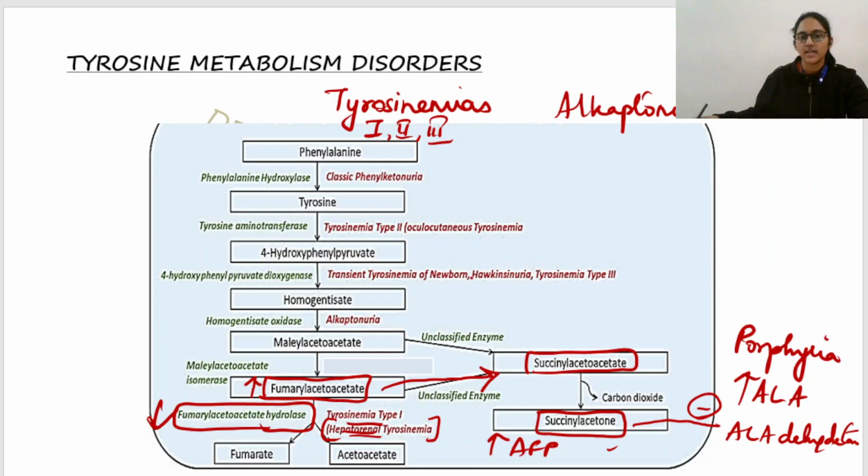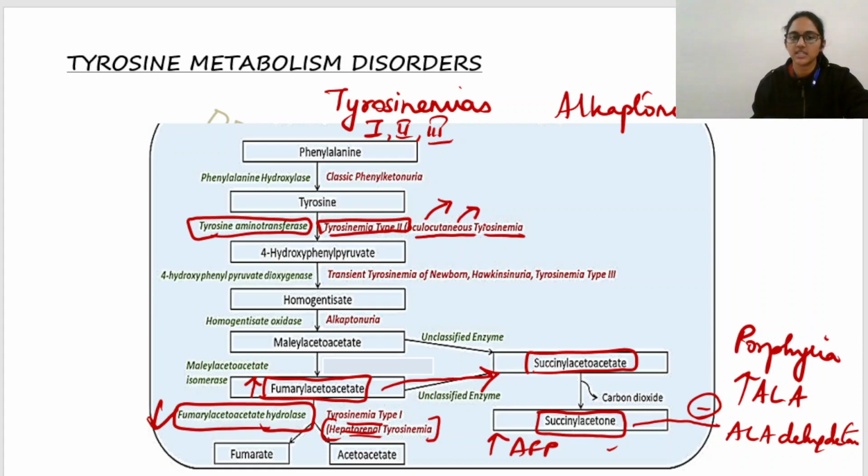Now let's discuss type 2 tyrosinemia. What is type 2 tyrosinemia? Type 2 tyrosinemia is due to the defect of tyrosine transaminase. That is called oculocutaneous tyrosinemia. Here there will be features in the eyes like painful corneal erosions and also palmar keratosis, which is a cutaneous manifestation. So type 2 tyrosinemia, due to tyrosine transaminase, is nothing but oculocutaneous tyrosinemia.